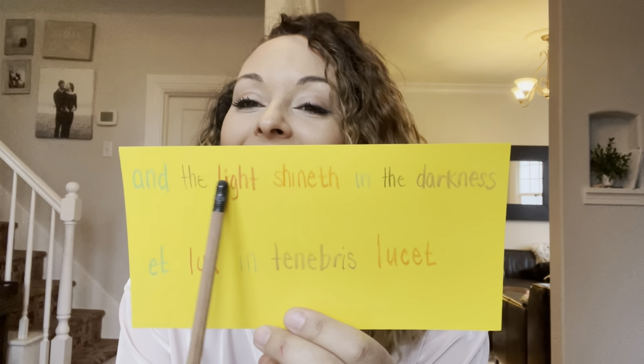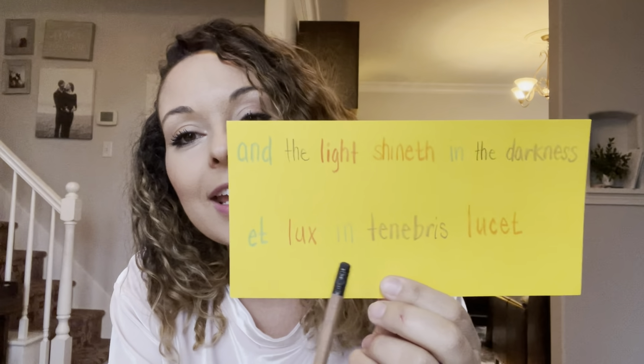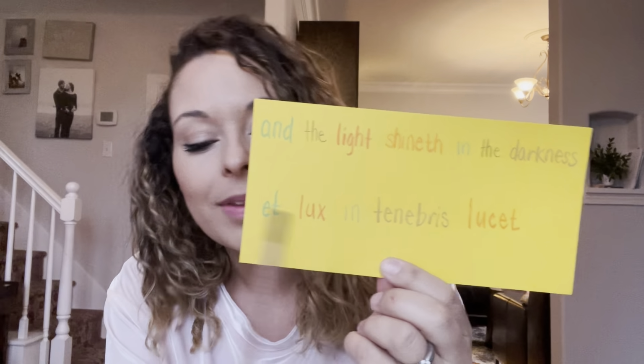And River is singing with us too. She'd like to join us. And the light shineth in the darkness, et lux in tenebris lucet. Whenever we sing, she starts to sing. It's kind of cute. It'd be really easy to add hand motions to that if you want to.